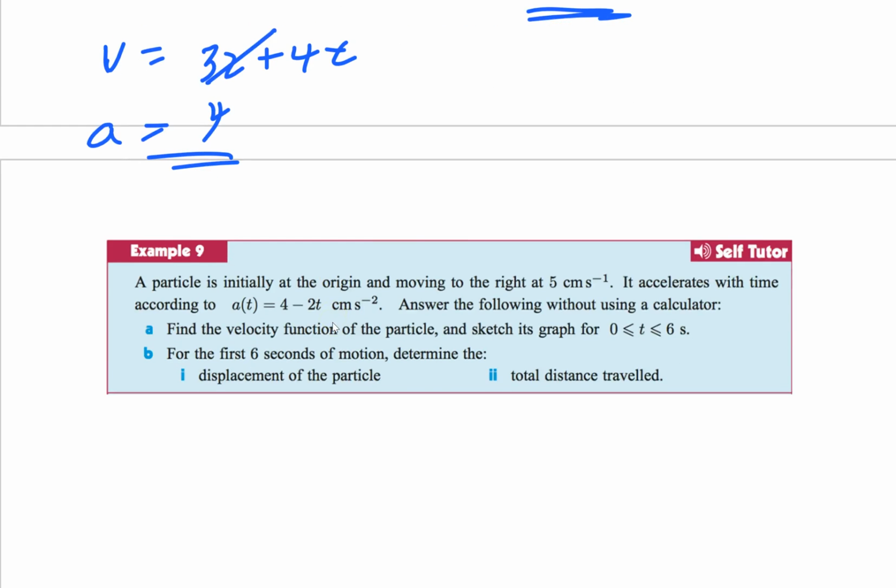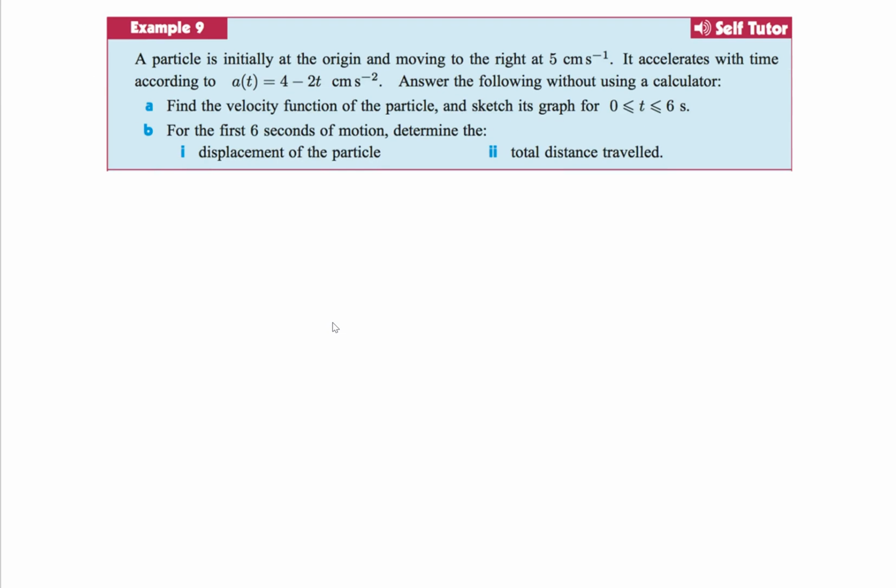The final problem we're going to do for this, just to sum everything up. A particle is initially at the origin and moving right at 5 centimeters per second. So keep in mind what that means. The particle is initially at the origin, so they're saying my displacement initially is 0. And moving right at 5 centimeters per second. Remember, moving is velocity, so the initial velocity, when we plug in 0, is 5.